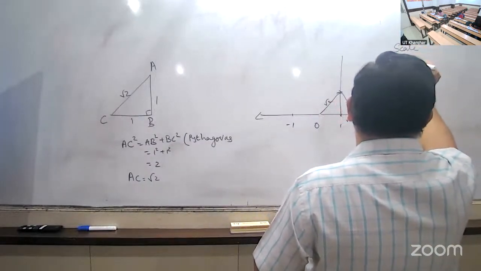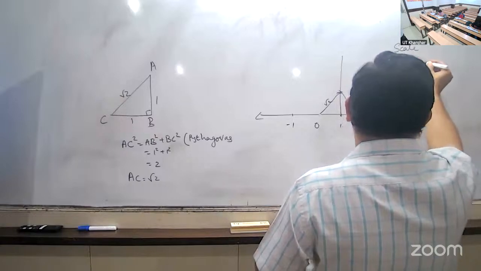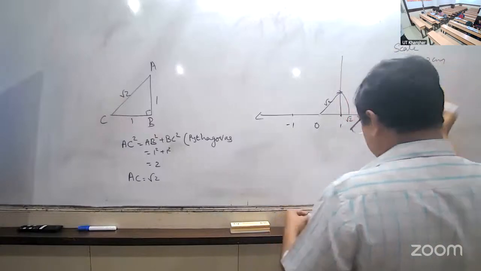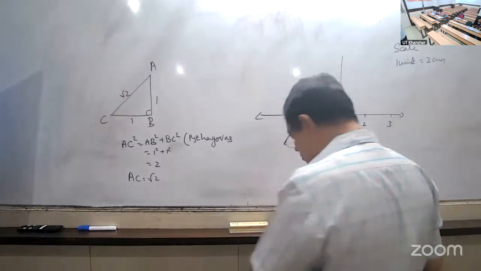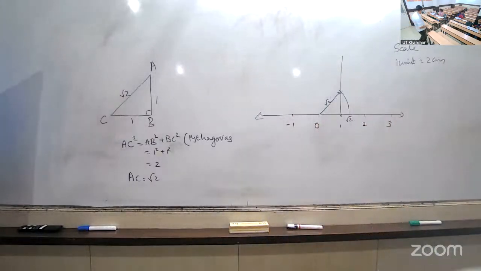1 unit is equal to 2 centimeter. Mark root 2.